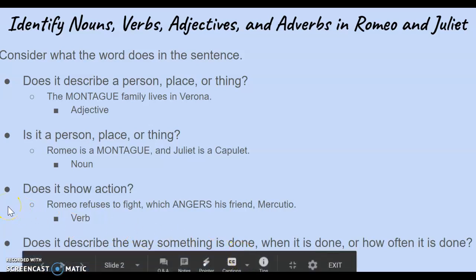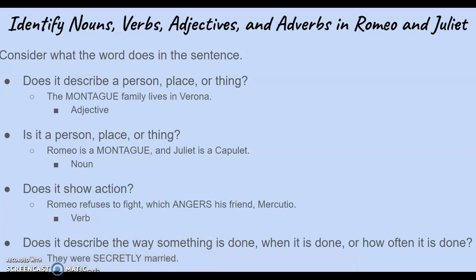All right. And then lastly, does it describe the way something is done or when it is done or how often it is done? For example, they were secretly married. So secretly here is telling us how they were married. It's describing that verb married, and that makes it an adverb.